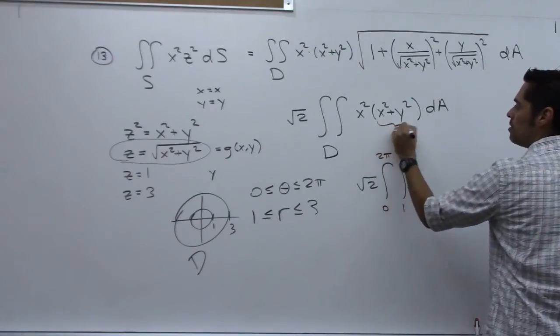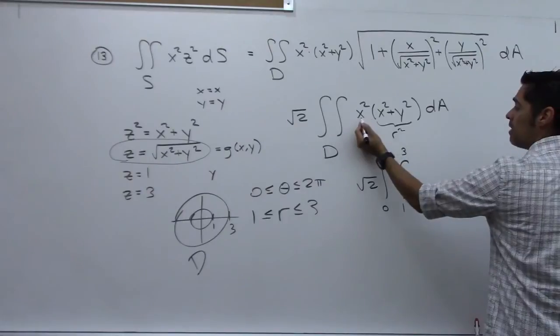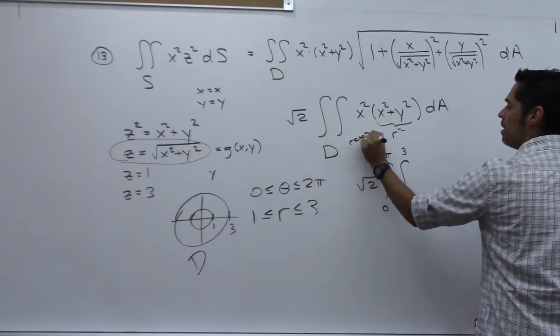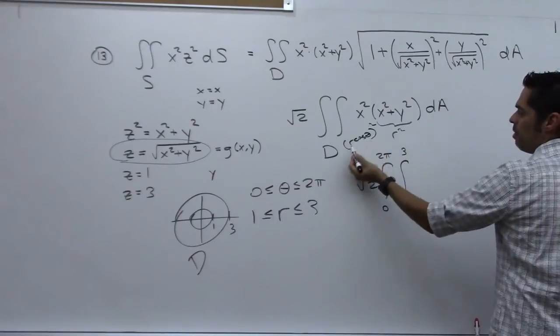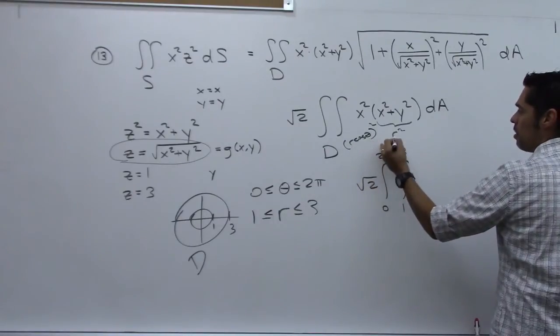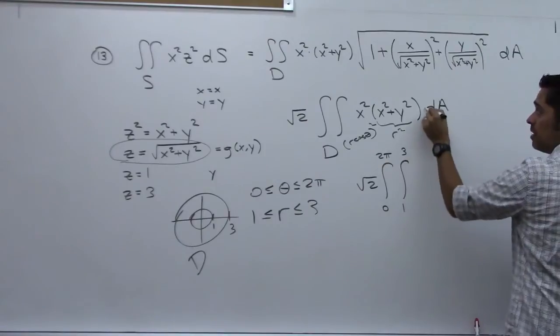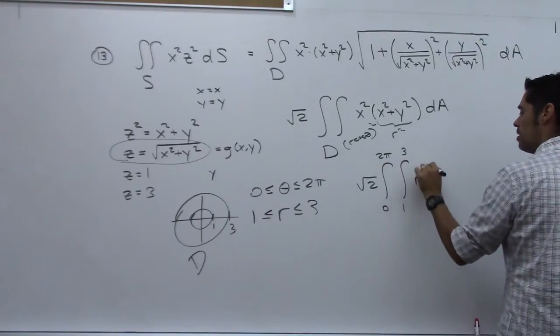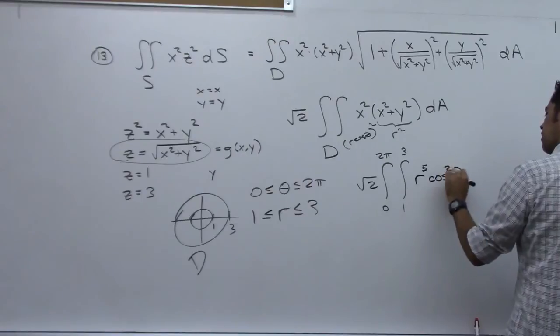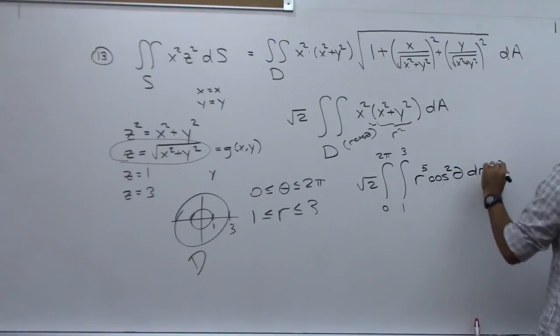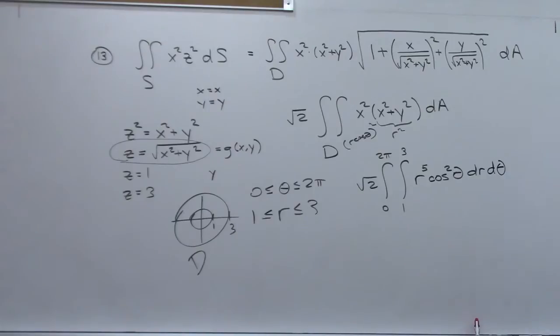Okay, x squared plus y squared in polar is r squared. And x squared is r cosine theta squared, which becomes r squared cosine squared theta, times r squared, times an r that we have to insert because of polar. So I should have r to the 5th cosine squared theta dr d theta. And I got my root 2 out there. Just double check this. Root 2, 0 to 2 pi, 1 to 3, r to the 5th cosine squared. That's all good.